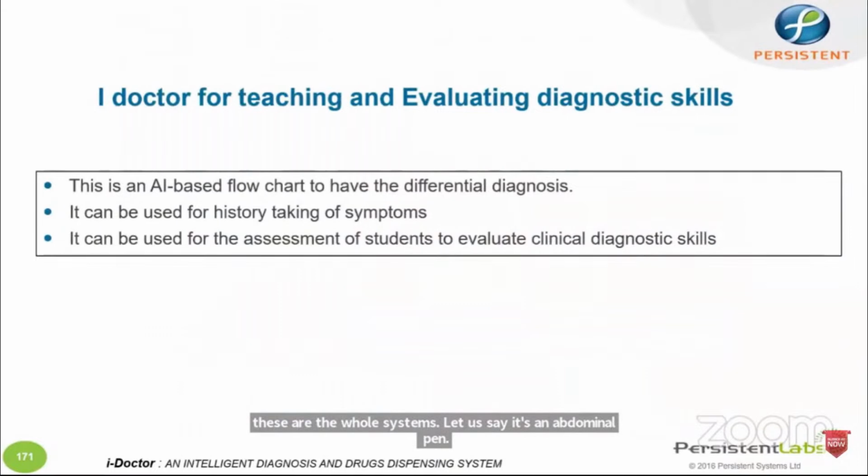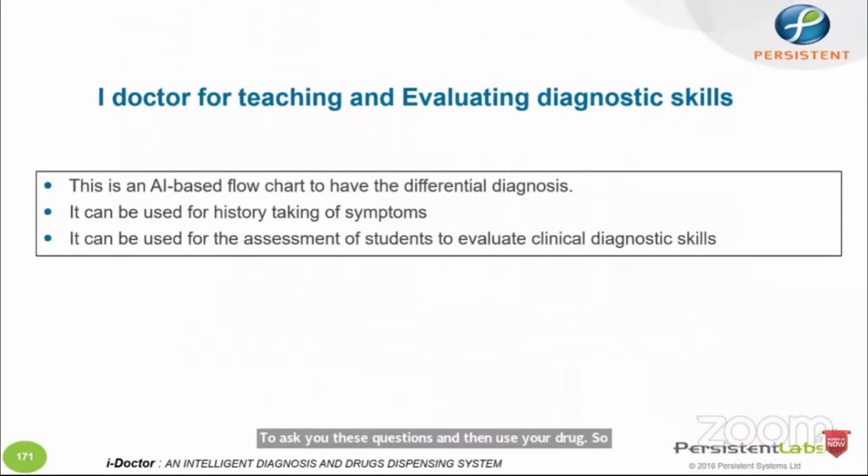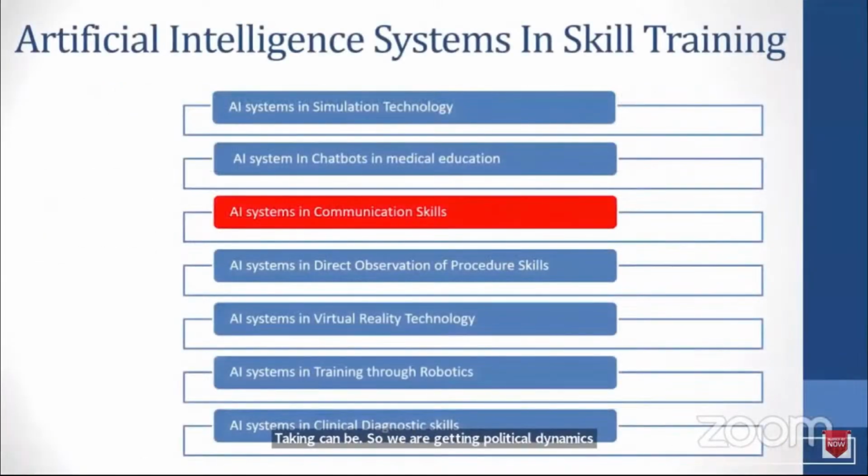So this whole thing could be used for evaluating diagnostic skills, because all these flow charts are available for differential diagnosis. It can be used for history taking, for assessment of students, and for evaluating clinical diagnostics. At the end, I'm going to talk about AI systems being used for communication skills.